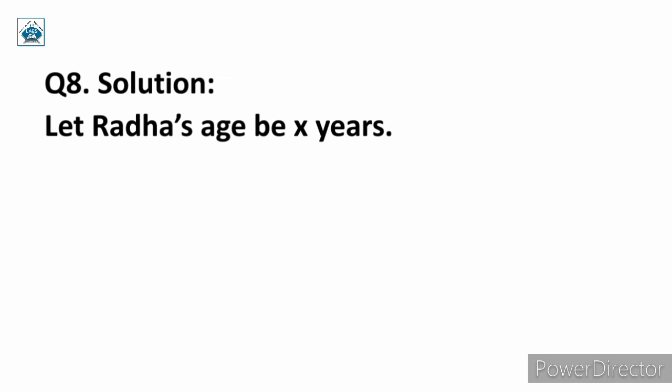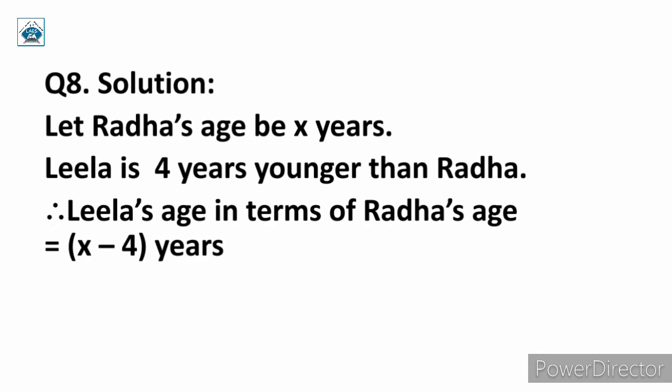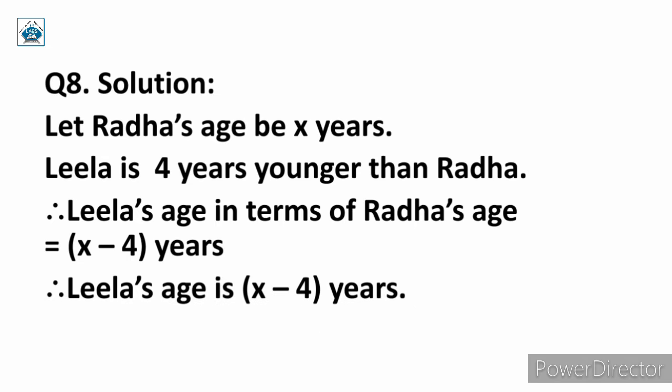Let Radha's age be x years. In the question, we are given that Leela is 4 years younger than Radha. So, Leela's age in terms of Radha's age is equal to x minus 4 years. Just like I explained, because younger is given here, we will subtract 4. Therefore, Leela's age is x minus 4 years.